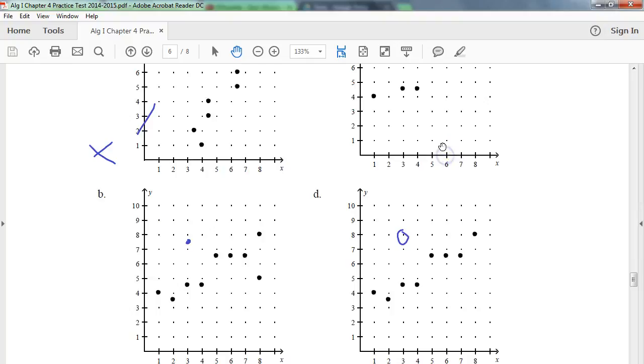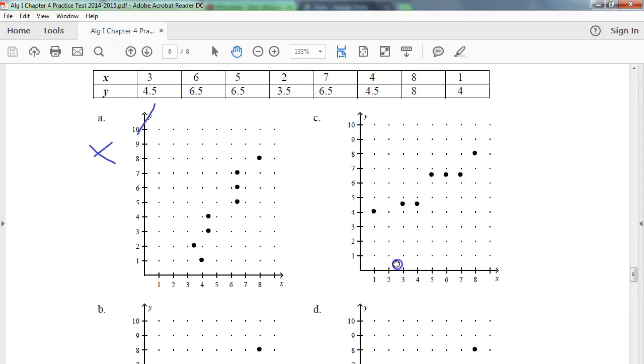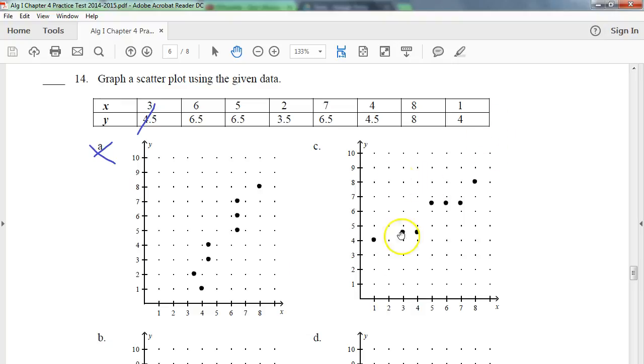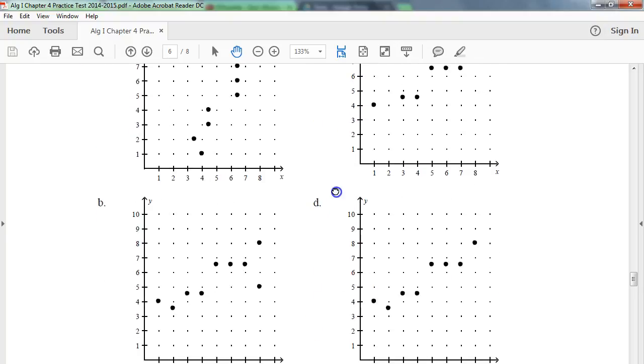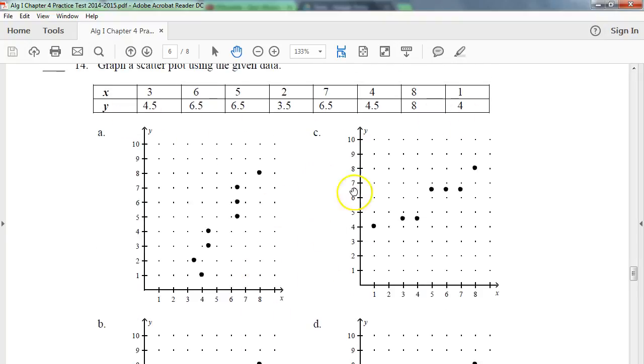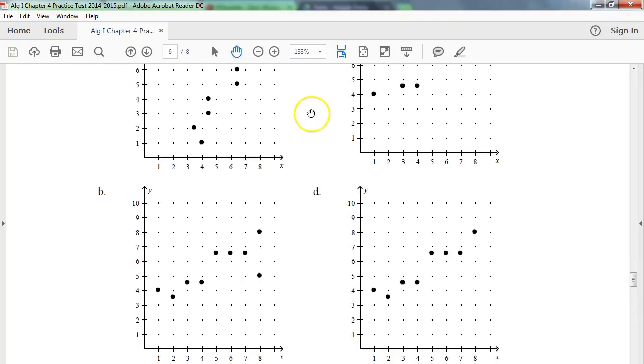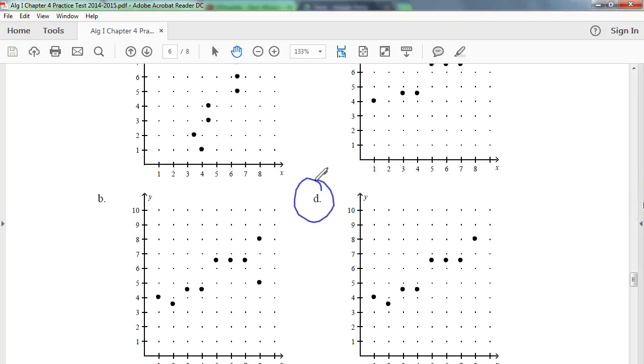Let's see if 6, 6.5 is on the others. 6, 6.5 is here on B. 6, 6.5 is here on D. Let's see. As you go through this and figure out what other points are there, you'll notice that C appears to be missing this point here. The 2, 3.5 is not on C. And this one has 2 values for 8, which don't exist in the table. There's only 1. So the best answer choice here would be choice D.